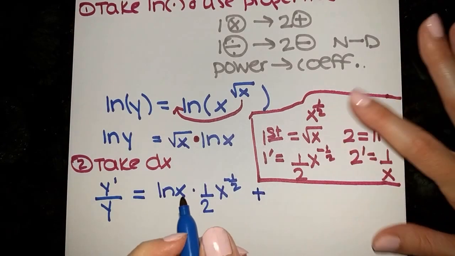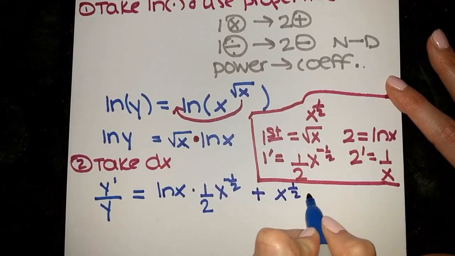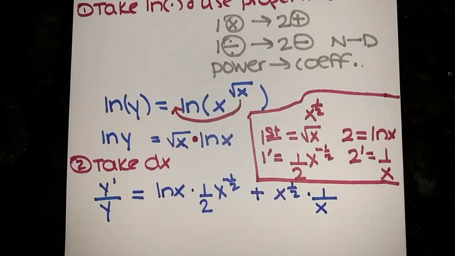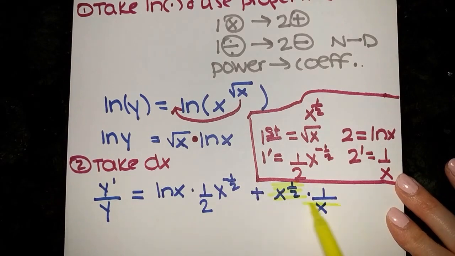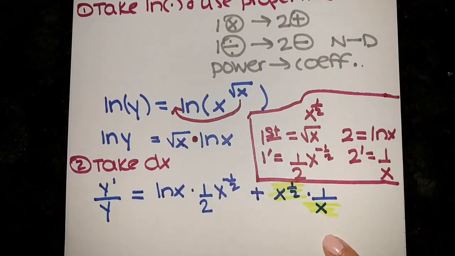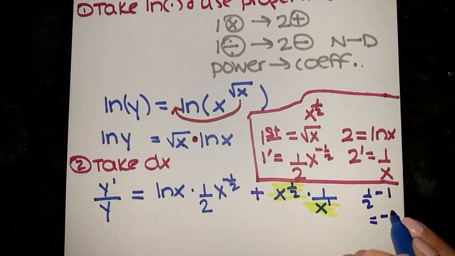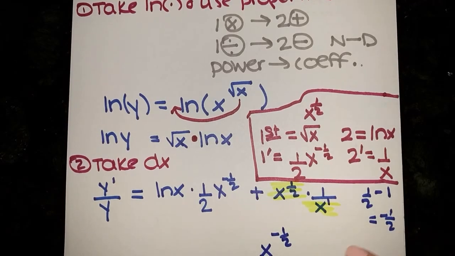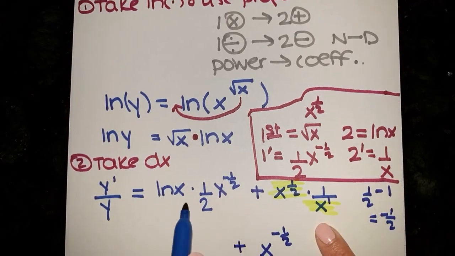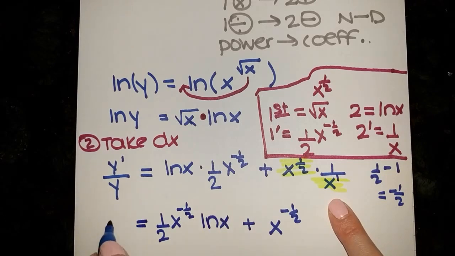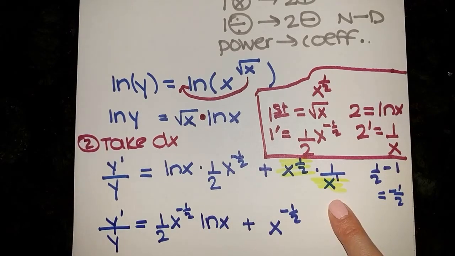Then we have plus our second, which is x to the 1/2 times 1 over x. Now, hopefully you're looking at this x to the 1/2 over x and saying, okay, I can just subtract those exponents. So when I subtract the exponent 1/2 minus 1, I'm going to, of course, get negative 1/2. So that will give us x to the negative 1/2 as the second term. And then for the first term, I personally would move the 1/2 x to the negative 1/2 up to the front. Natural log x equals y prime over y.